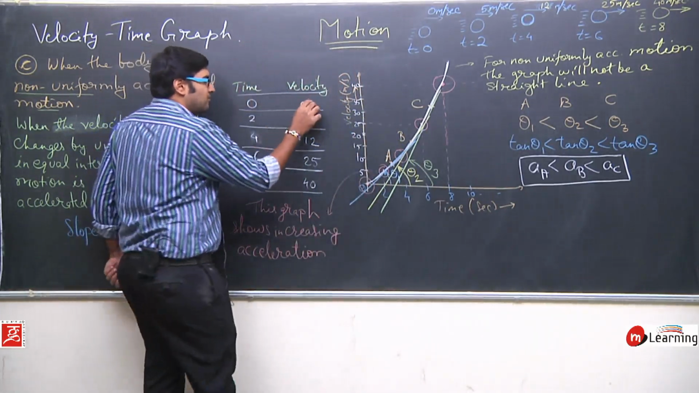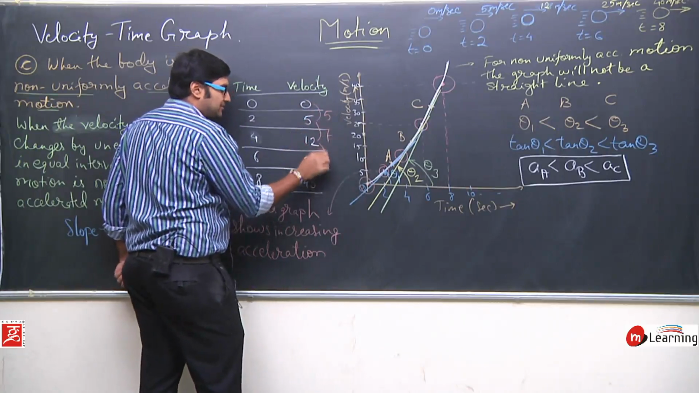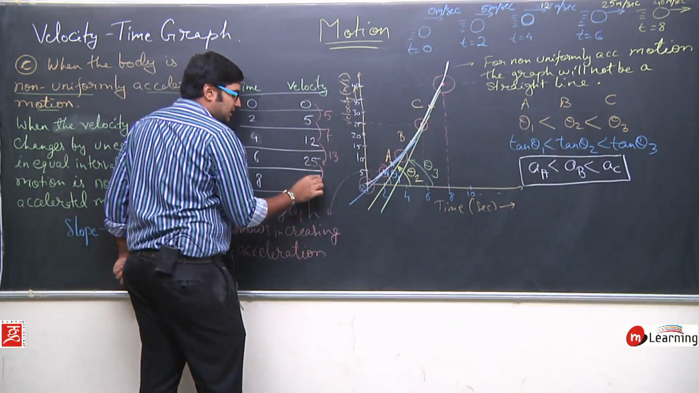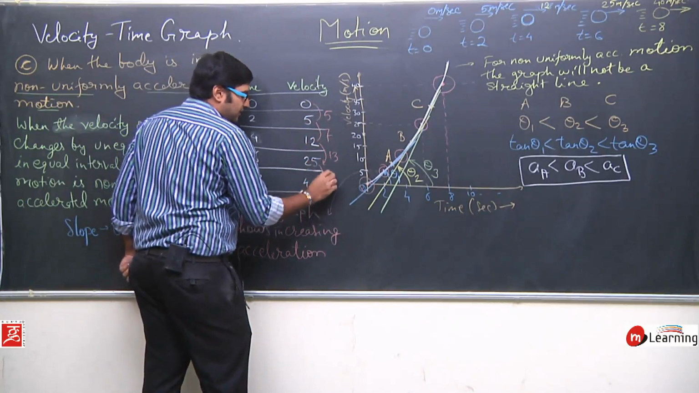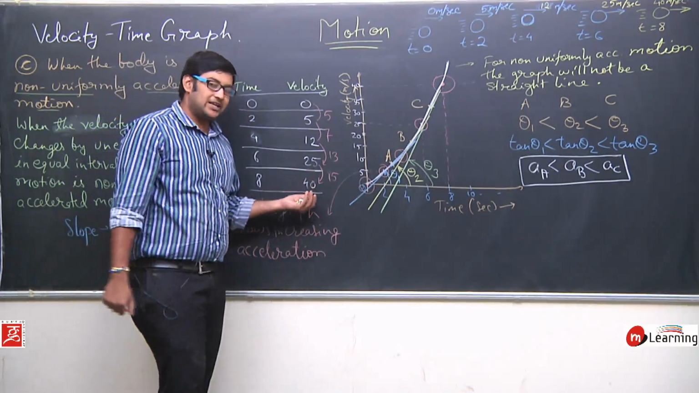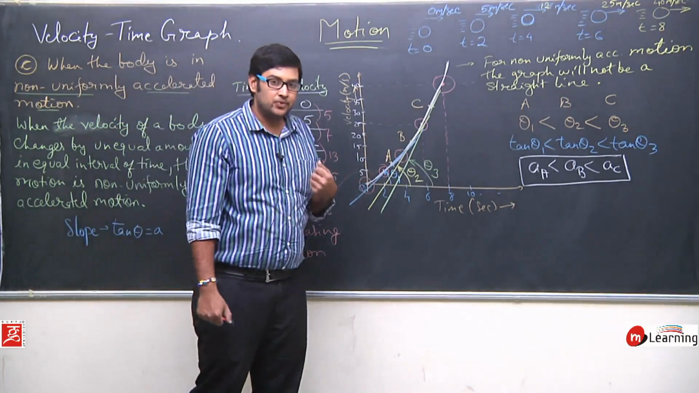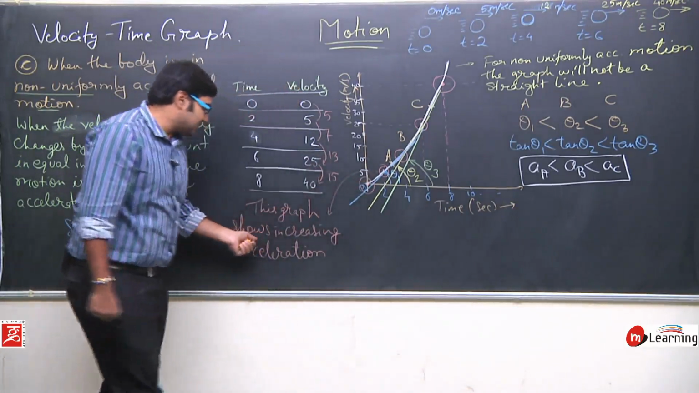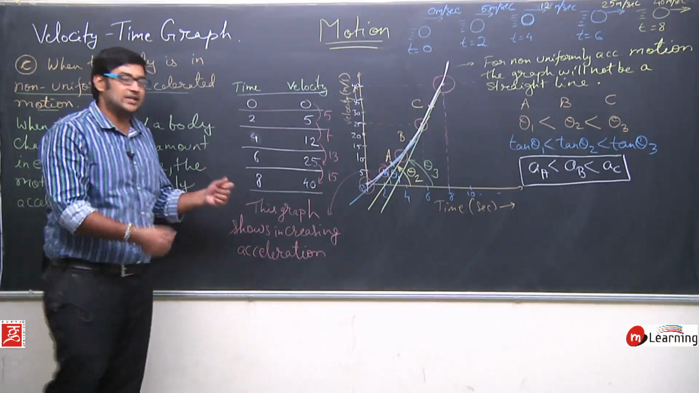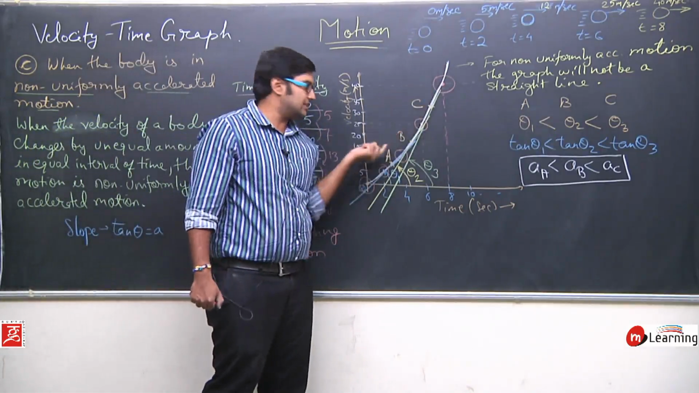You can see from here to here the velocity changes by 5, from here the velocity changes by 7, then here it changes by 13, then it changes directly by 15, and so on. So what exactly is happening? The velocity is increasing, but the acceleration itself is getting increased. So I can say that the acceleration of the body is increasing, and that's why the curve is something like this. It is going in an upward direction like this.